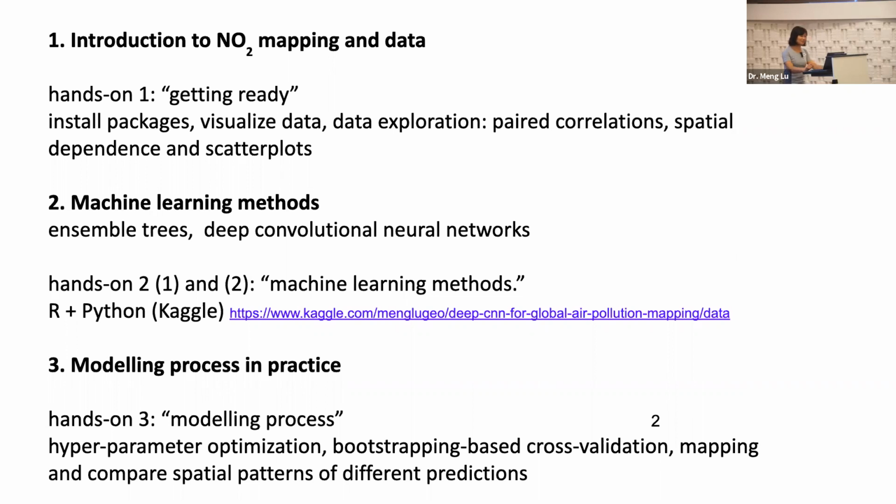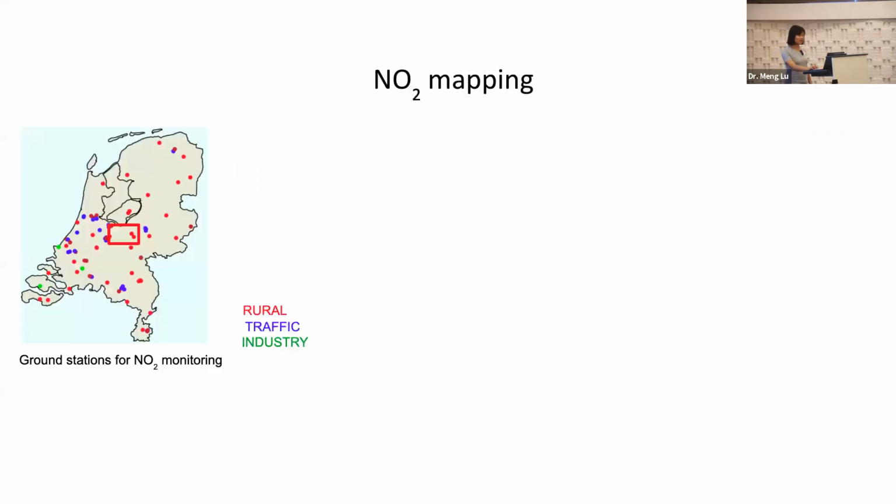And for the ensemble tree-based method, it's going to be in R. And for deep convolutional neural network, I'm going to share a Jupyter notebook through Kaggle that I already introduced in the morning. It runs a Docker at its back, so you just need to run the scripts I shared without installing anything locally. And last, we'll look at the modeling process in practice, so how we implement everything and do the bootstrap cross-validation and mapping. So let's get started.